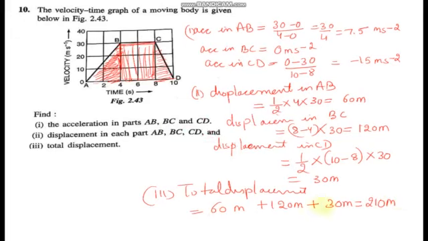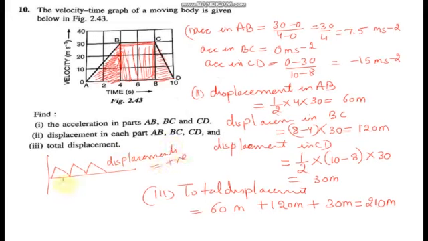So we have got the total displacement is this. Now you must be wondering that all these displacements are positive. Yes, whenever we have a velocity time graph, all the distances which we measure above the time axis, those displacements will be positive.